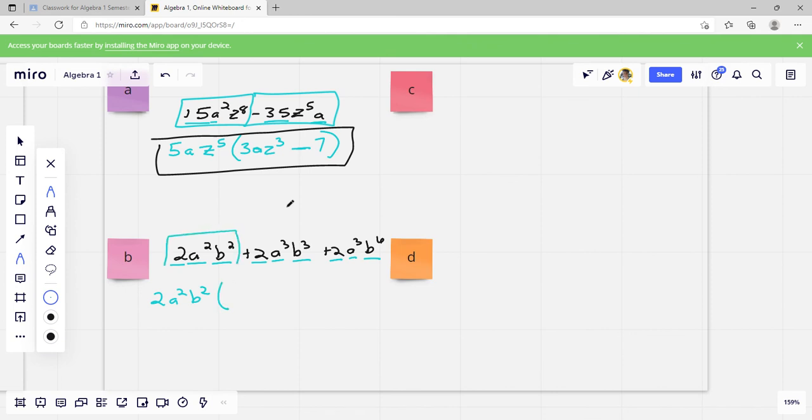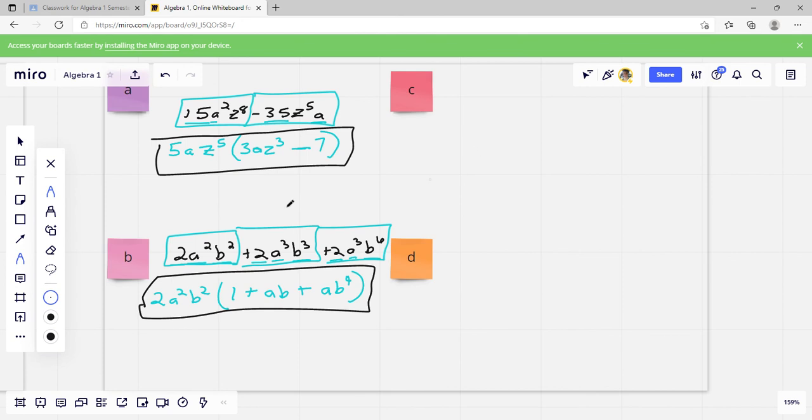Okay, now we got to see what's left. So for this first term, we use the 2. We use both a's, and we use both b's, so it would just be 1. When we use everything up, we would just write a 1. For this next term, we use the 2. We use 2 a's, so we're going to have 1 a left, and we use 2 b's, so we'll have 1 b left. Okay, and last term, we use the 2. We use 2 of the a's, so we'll have 1 left. Then we use 2 of the b's, so we'll have b to the 4th left. So that is the answer to that one.